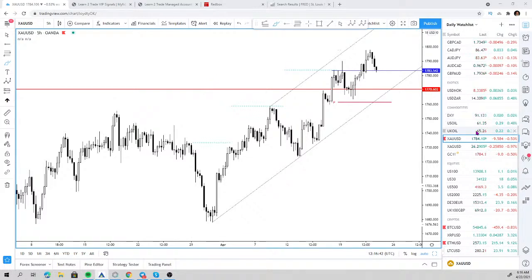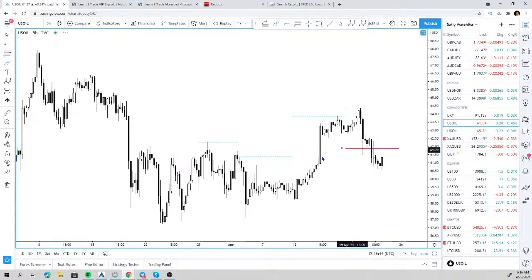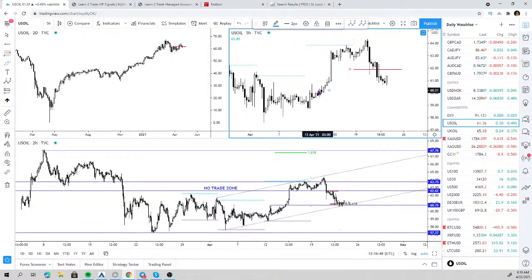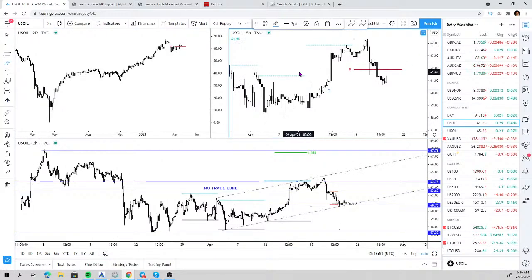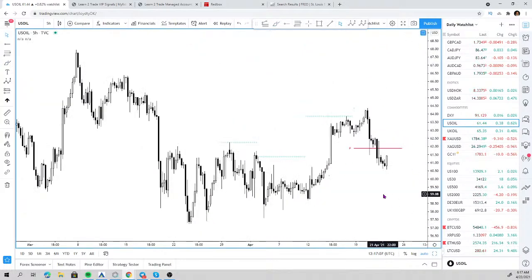So, again, let's have a look at crude oil, right? We had a loss on crude oil this week, which is fine. We're going to have losses, right? We bought the breakout and we got stopped out on a move to the downside. But let's have a look at what's going on.